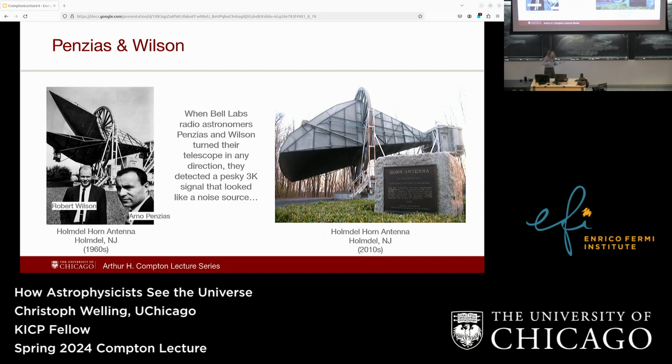We live at 300 Kelvin. So it was pesky. They were like, where is this 3 Kelvin coming from? It's not that big, but no matter what we do with our telescope, we can't get rid of it. They thought that it might be some of the droppings of the birds that had taken residence in this giant horn. That wasn't it. The thermal radiation of whatever that was not the cause of it.